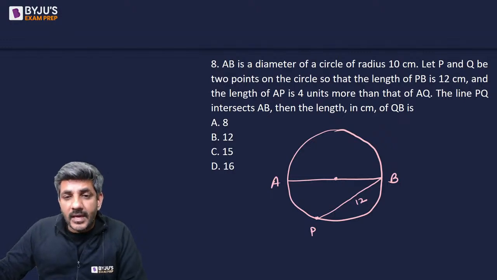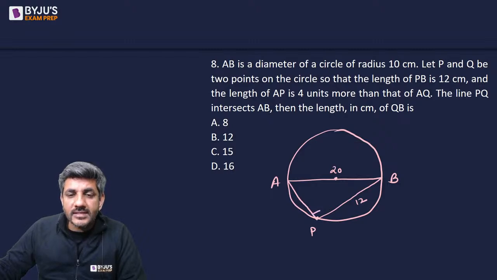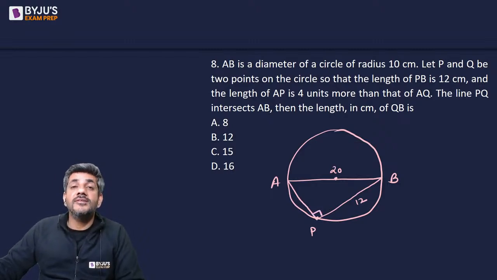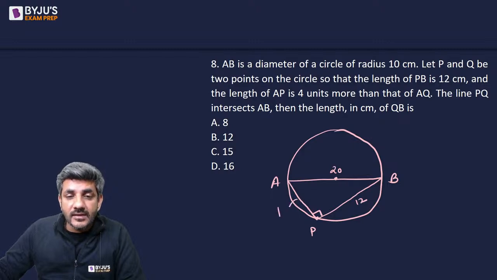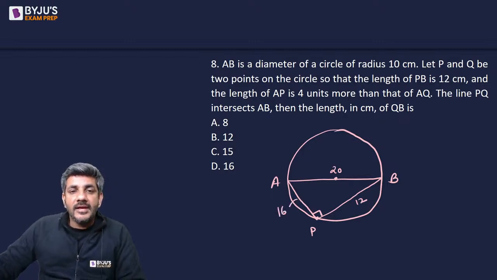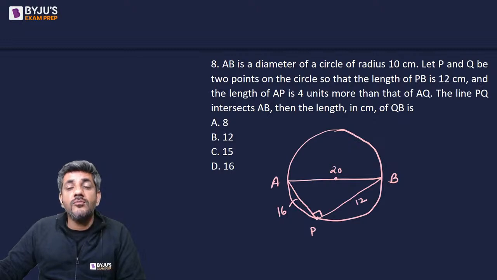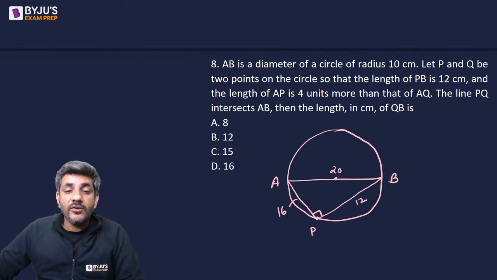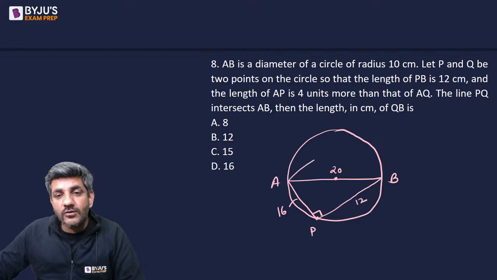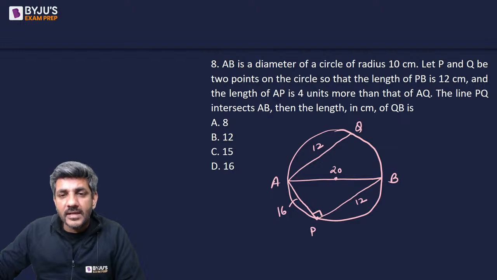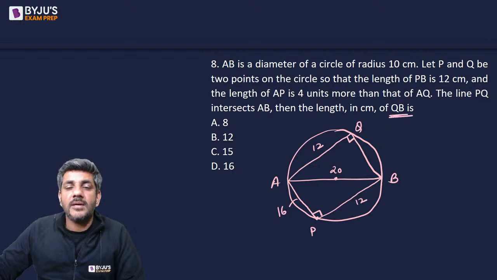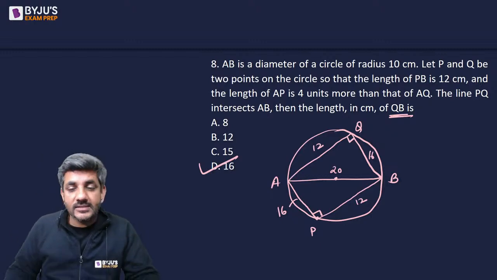Now it's straightforward. AB is 20, this is 12. I can easily calculate this as well because it is 90 degrees. Angle in a semicircle is always 90 degrees. So by that, this would be equal to 16. He says length of AP, that is 16, is 4 more than the length of AQ. So AQ should also be 12, right? That means AQ should also be equal to 12. By that logic, even QB is equal to 16, because that is also an angle in a semicircle, and the question is asking you QB only, so that will be equal to 16. So yes, option D is the right answer for this last question as well.